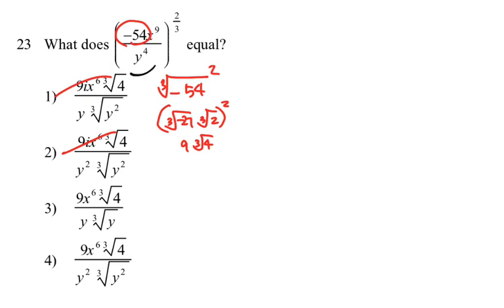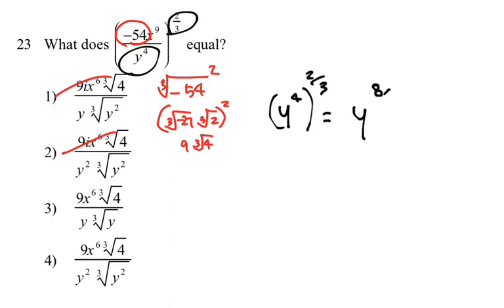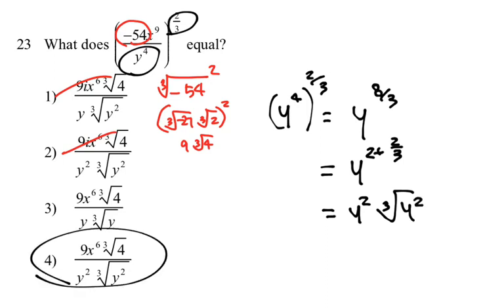Now let's look at the y values. So y to the 4th power has been raised to the 2/3 power. That means we're looking at y to the 8 over 3 power. If I rewrite 8 over 3, it's equal to 2 and 2/3. So therefore, that's the same thing as y squared, and then the cube root of y squared, which is choice 4, would be the only possible choice.